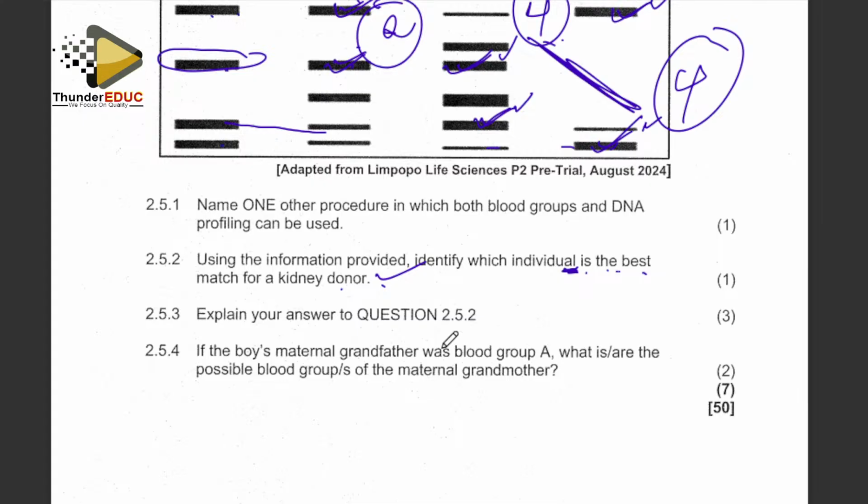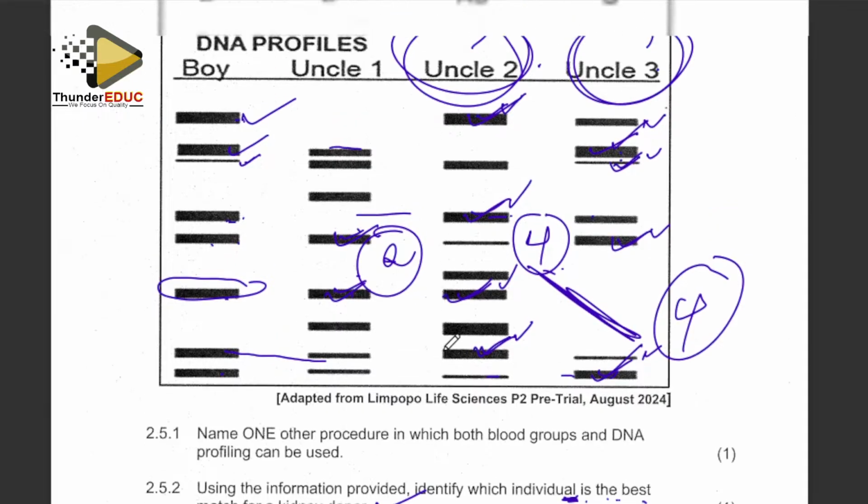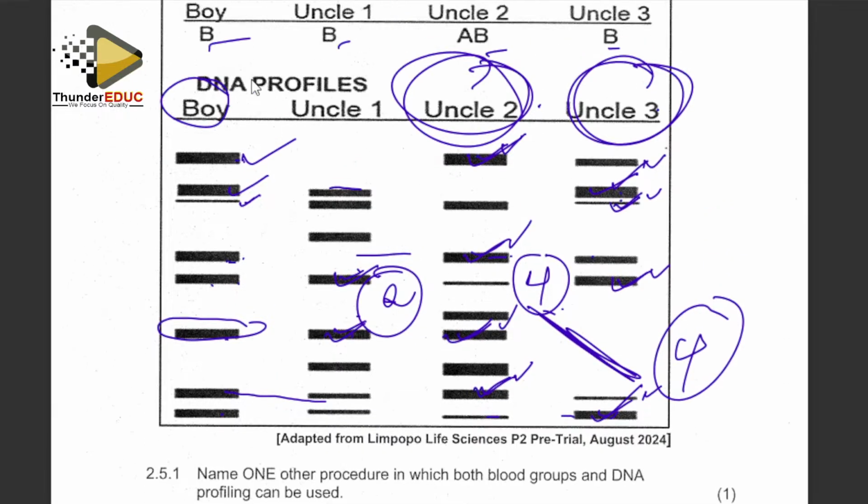Explain your answer, meaning that the bands for the profile of the boy match more with individual 2, or with individual 3, or 2 and 3, more than individual 1. You understand? Yes, meaning that we have too many profile bands which match the boy with uncle 2 and uncle 3, meaning that blood group A and blood group B. Blood group BA and this one, individual uncle 2 and uncle 3.